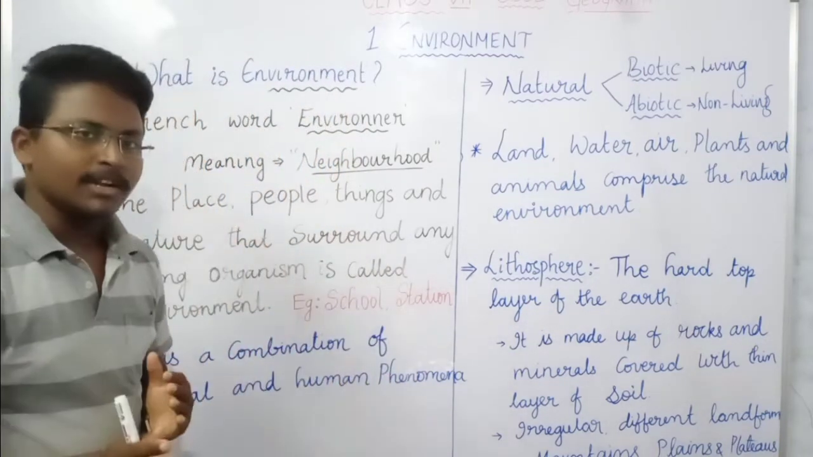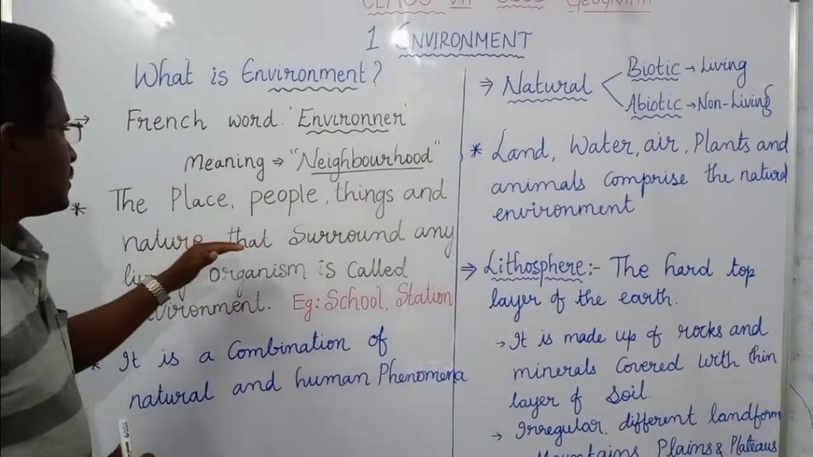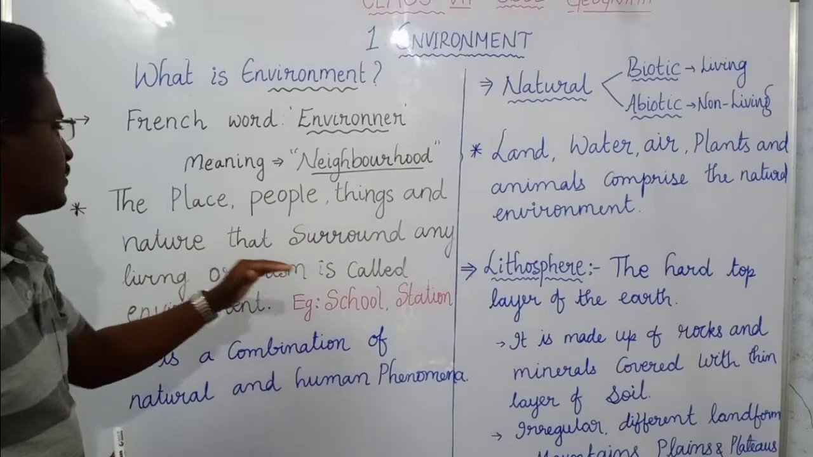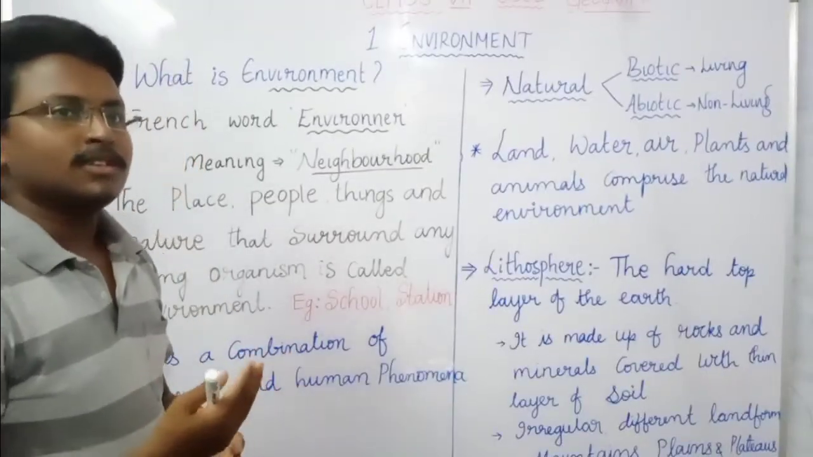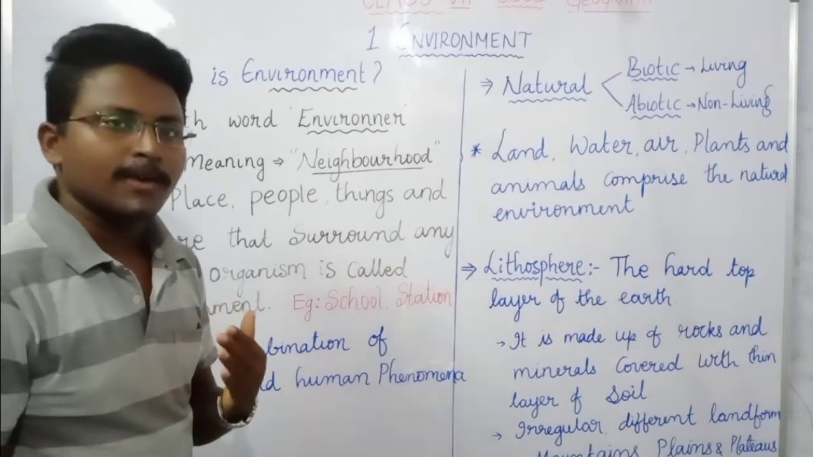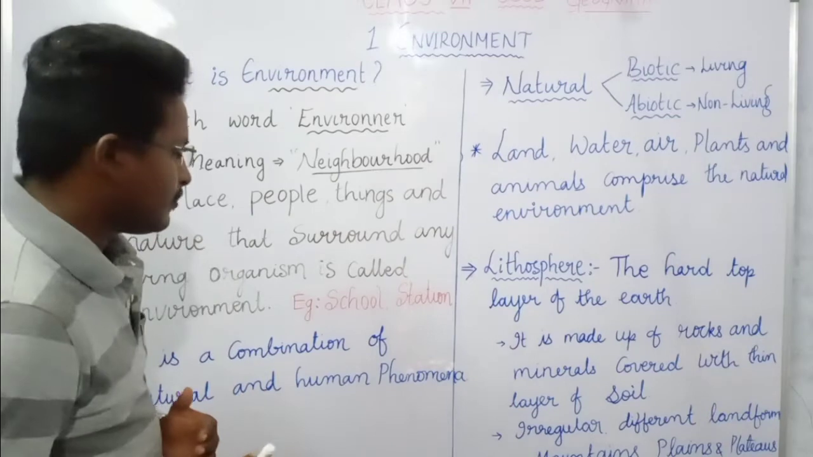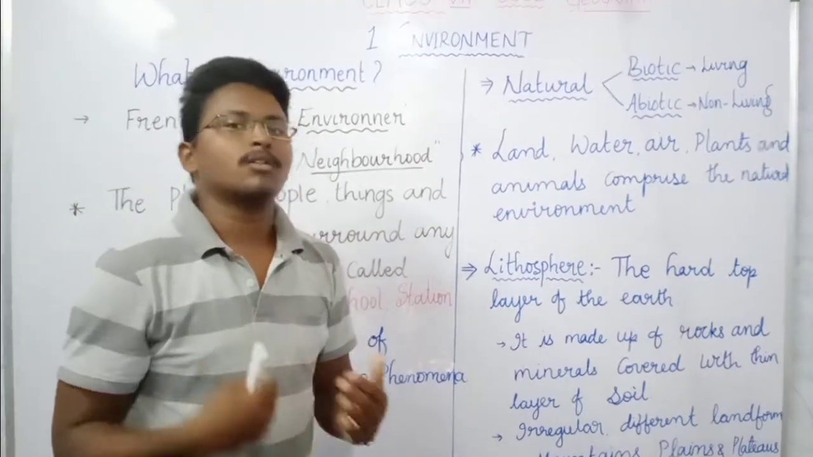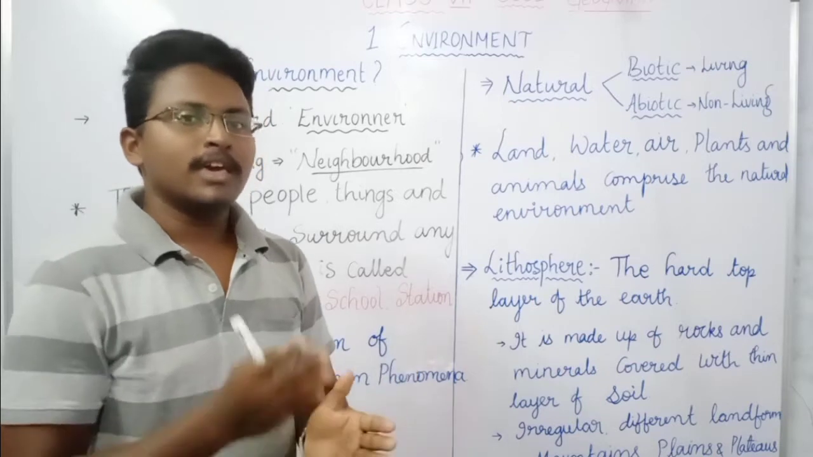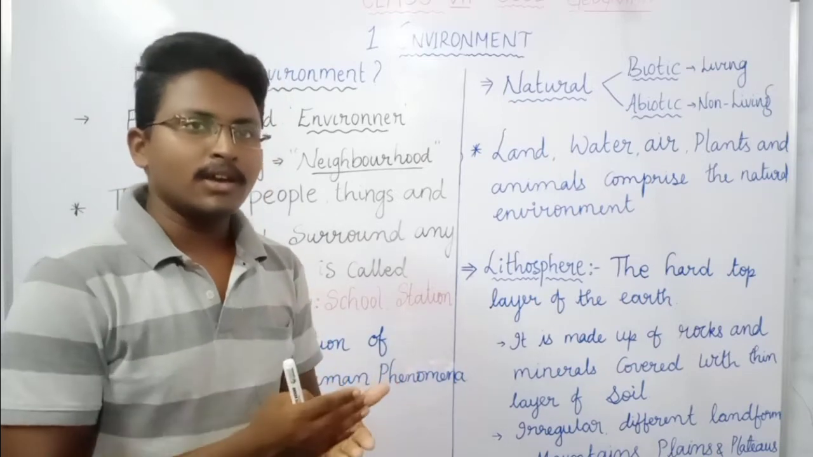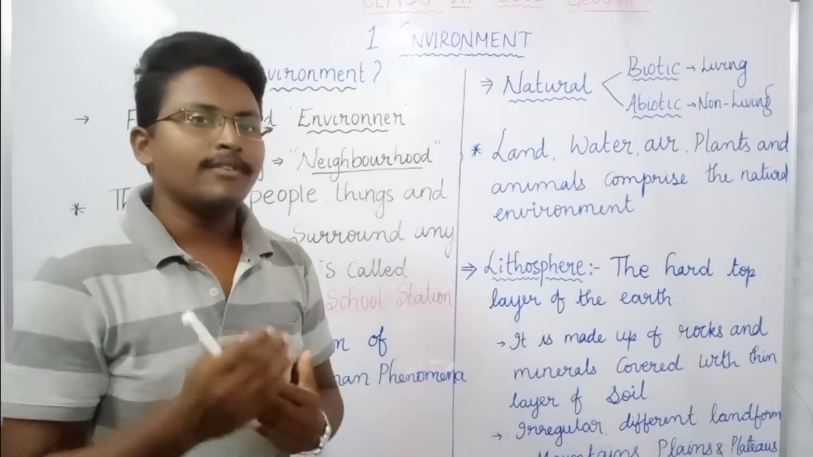Environment can be simply defined as follows: the place, people, things and nature that surround any living organism is called environment. That means it can be anything which is surrounded by a living organism, we call it an environment. For example, if you take school or college or bus station or railway station, whatever the thing you see, if it is surrounded by a living organism with a non-living organism, we call it environment.